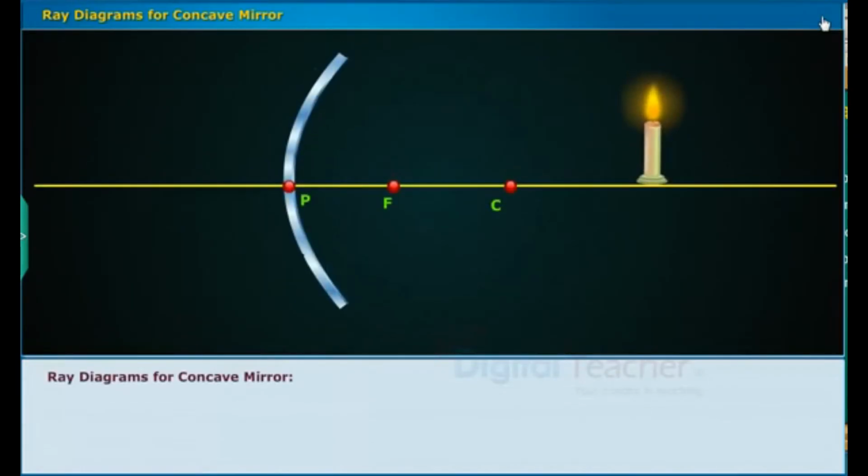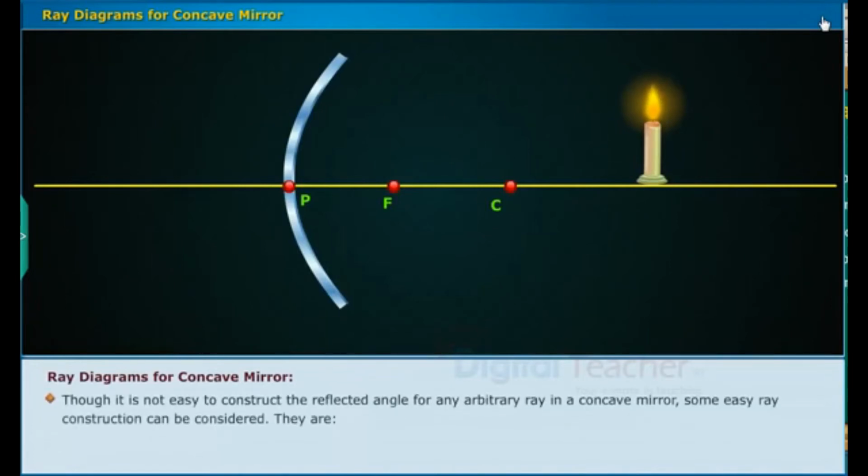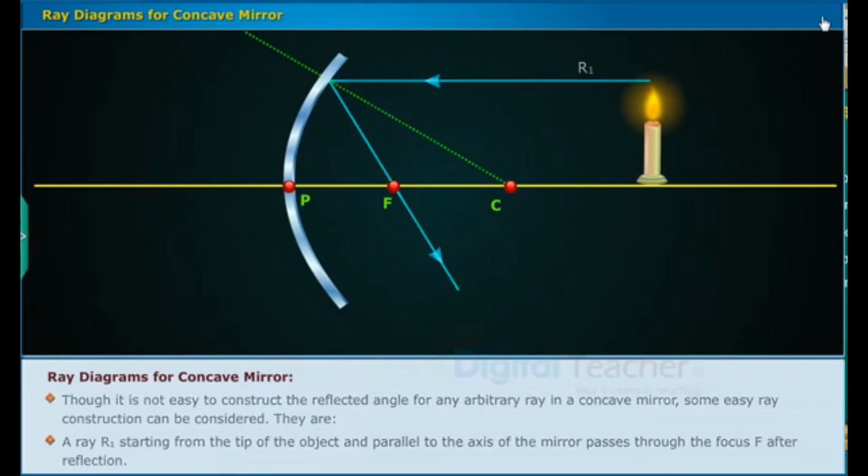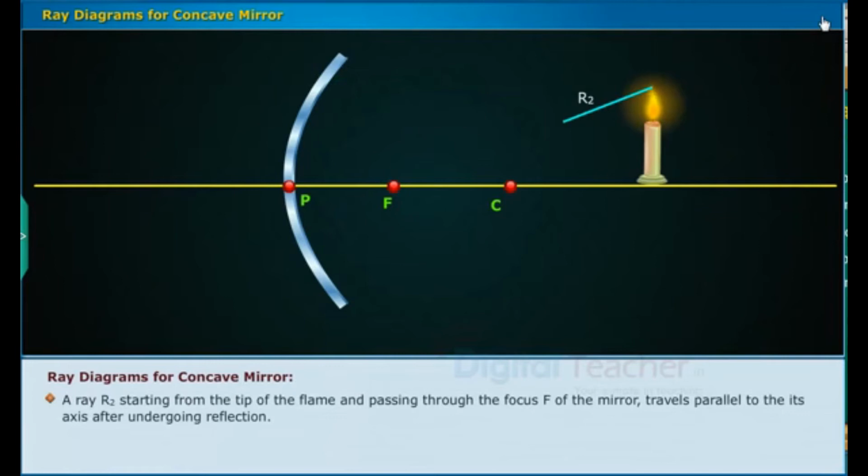Ray diagrams with concave mirror. Though it is not easy to construct the reflected angle for any arbitrary ray in a concave mirror, some easy ray construction can be considered. They are: a ray R1 starting from the tip of the object and parallel to the axis of the mirror passes through the focus F after reflection. A ray R2 starting from the tip of the flame and passing through the focus F of the mirror travels parallel to its axis after undergoing reflection.